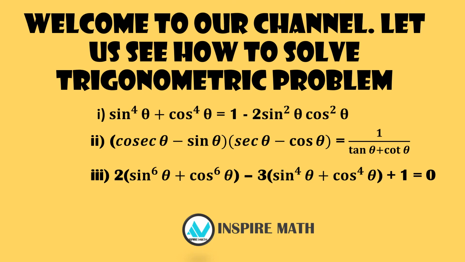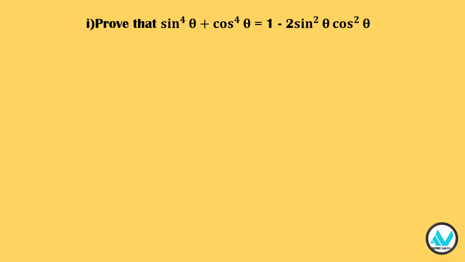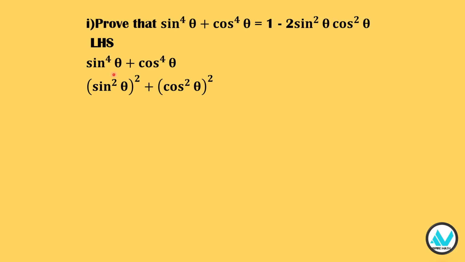In today's video, we are going to see how to solve a trigonometric problem in a step-by-step manner. We are going to prove that sin power 4 theta plus cos power 4 theta equal to 1 minus 2 sin square theta cos square theta. Now let me take my LHS. Now in my LHS, I have sin power 4 theta plus cos power 4 theta. Now when I look at my RHS, I do have something like squares over here. So let me write in terms of squares.